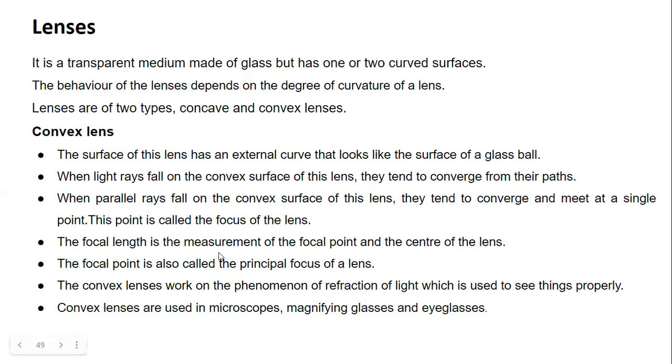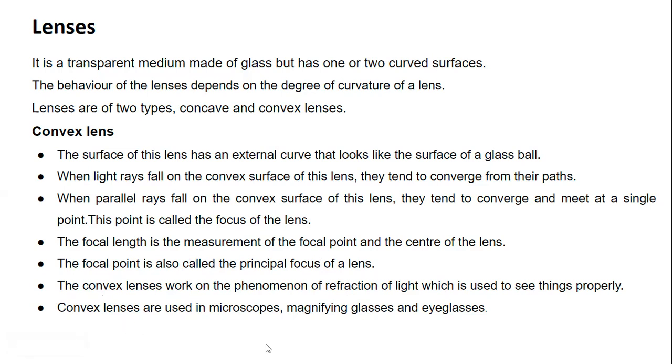The focal length is the measurement of the distance between the focal point and the center of the lens. The focal point is also known as the principal focus of a lens. The convex lens works on the phenomenon of refraction of light. Because this is a glass medium, light is entering from air to the glass, so its working principle is the refraction of light, which is used to see things properly.